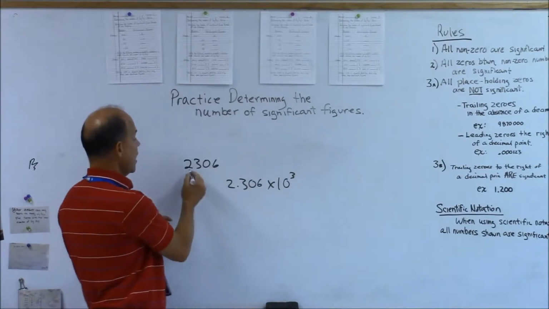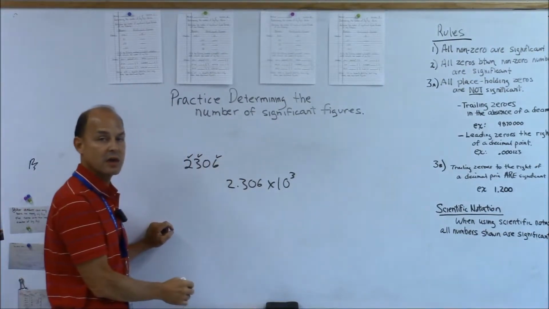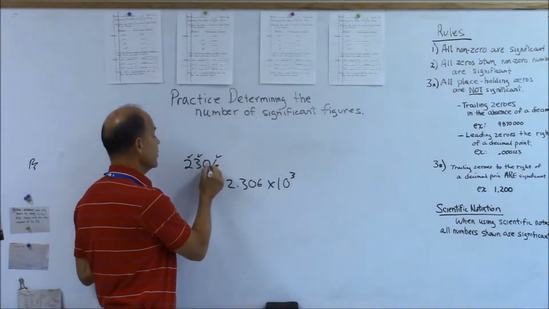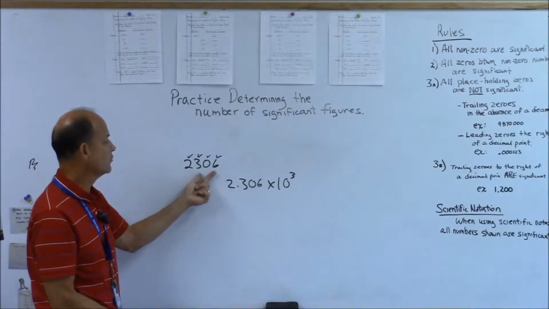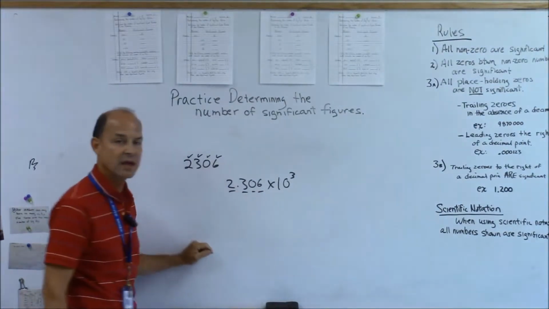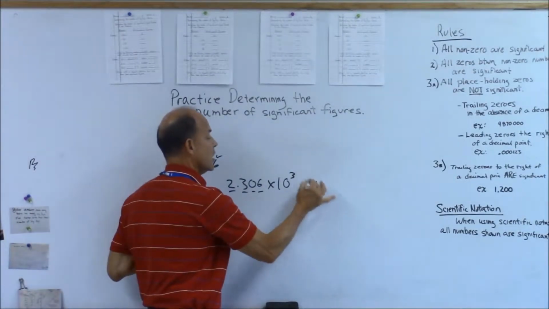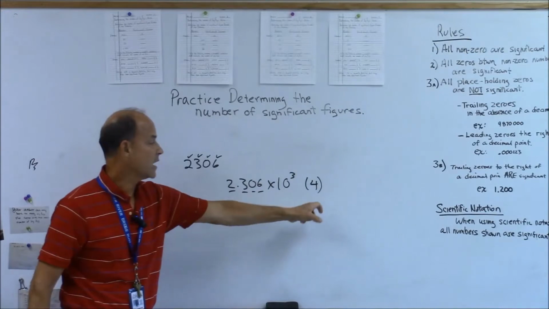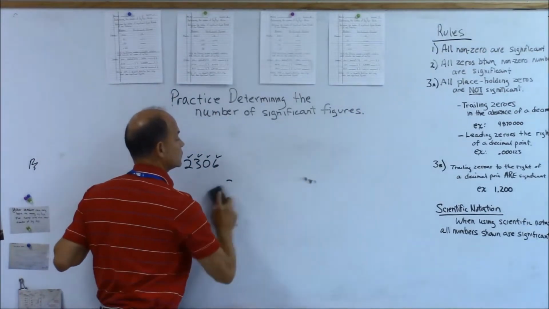Now, this number was significant, this number was significant, this is significant because they're non-zero numbers. This 0 is significant because it's trapped between 2 significant figures. So there's 4 significant figures here. And in fact, when you rewrote it in scientific notation, you include all those 4 digits, and there are 4 significant figures. You would indicate that in the worksheet in parentheses, just like that.